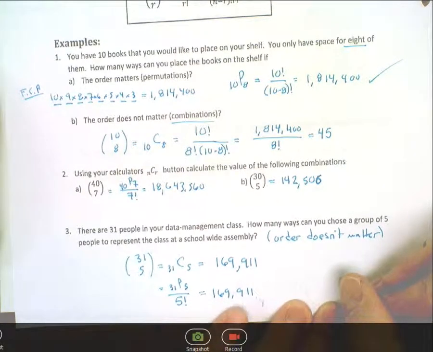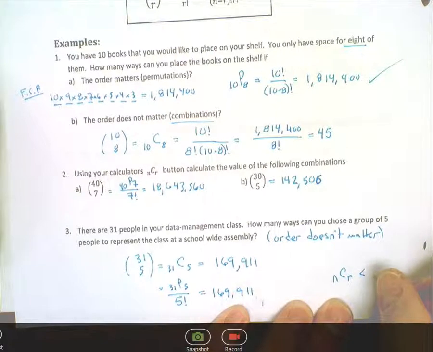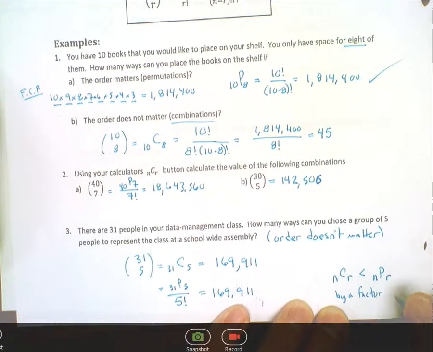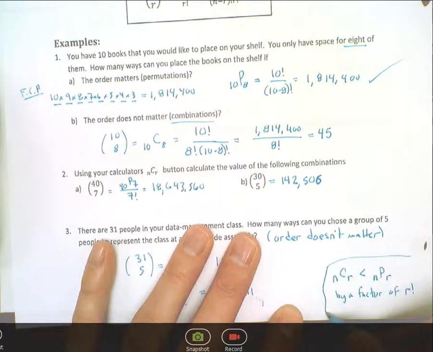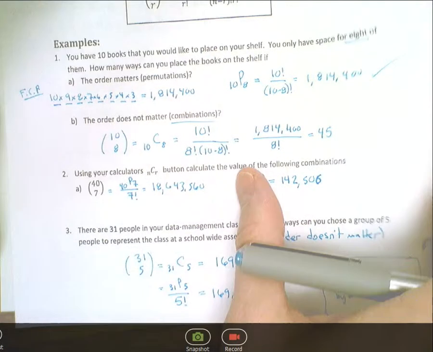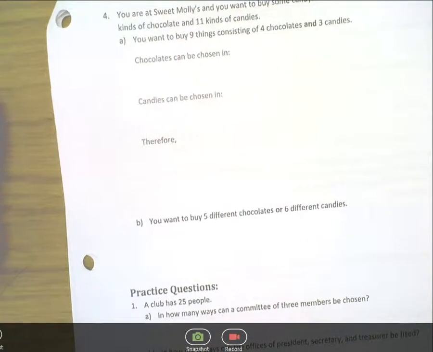So almost always, nCr, the number of combinations, is less than the number of permutations by a factor of r factorial. Okay? So the number of combinations is always less than the number of permutations by a factor of the arrangement of the objects that you selected, and that's r factorial.